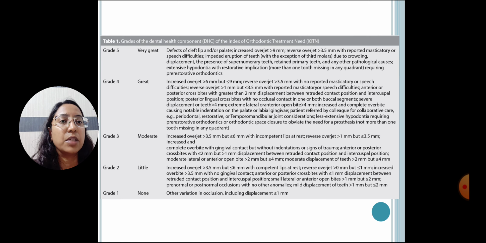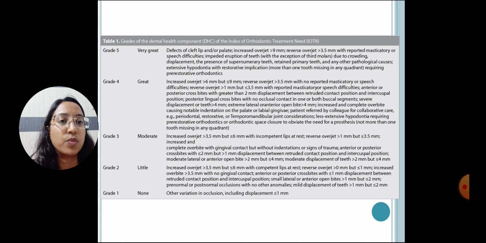So if we see the table here, grade 1 usually has no variation in occlusion or displacement which is less than or equal to 1 mm. The dentition in grade 2 where there is little need for orthodontic treatment. So here the increased overjet of greater than 3.5 millimeters but less than or equal to 6 mm with competent lips at rest. There could be a reverse overjet of greater than 0 mm but less than or equal to 1 mm. Increased overbite greater than 3.5 mm with no gingival contact.